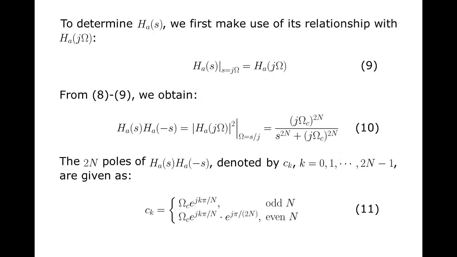How can we determine the transfer function Ha of s? Already we had studied this in previous lectures, but here the derivation is given. So H of s into H of minus s, the absolute value of H of j ohm square, where ohm is s upon j, is equal to j ohm c raised to 2n over s raised to 2n plus j ohm c raised to 2n. The 2n poles of H of s, H of minus s are denoted by Ck, where k is 0 to 2n minus 1. So for odd n, the Ck will be ohm c into e raised to j k pi by n, and for even n, it is ohm c e raised to j k pi by n into e raised to j pi by 2n.